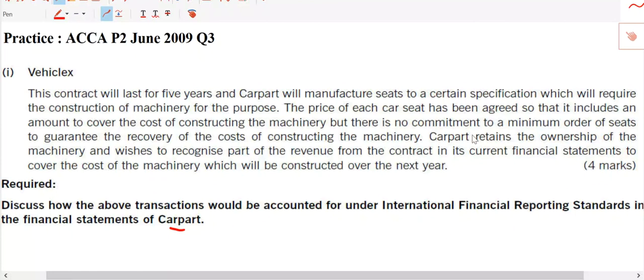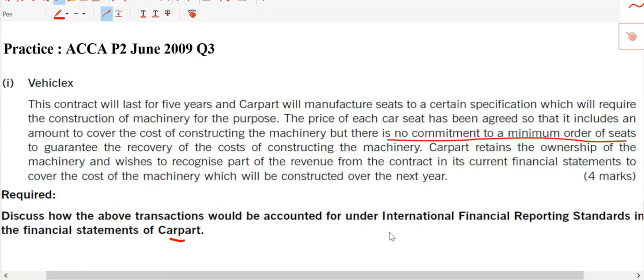But there's no minimum commitment. Okay, so let me underline here. There's no commitment to a minimum order to guarantee the recovery of the machine cost. We retain the ownership of the machine and wish to recognize part of the revenue from the contract, which is selling car seats, to cover the costs of the machine which will be constructed over the next year.